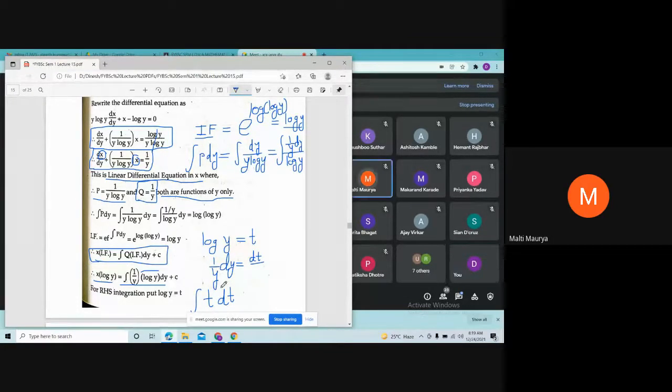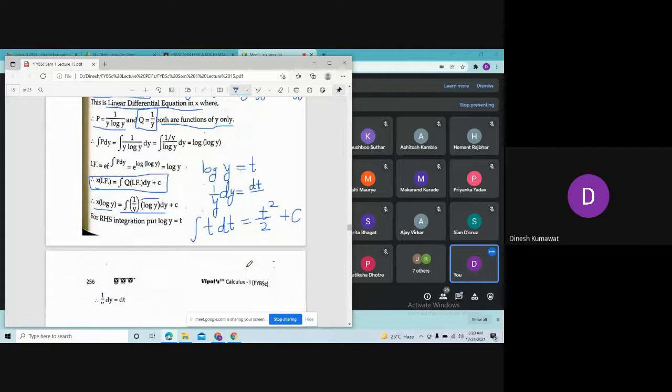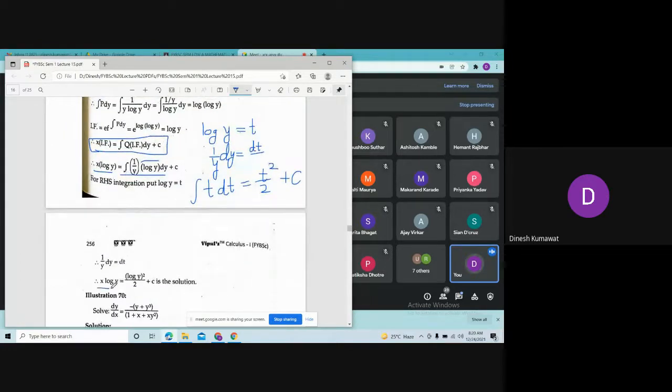Yes, sir. So what is the integration of t dt? Sir, t square upon 2 plus c. Now just plug the value of t over here, that is t is nothing but log y, whole square. Okay, so we'll end up in this situation. Hence, this is the required solution. Is that clear to everyone? Yes, sir. Does anyone have any problem in this equation?